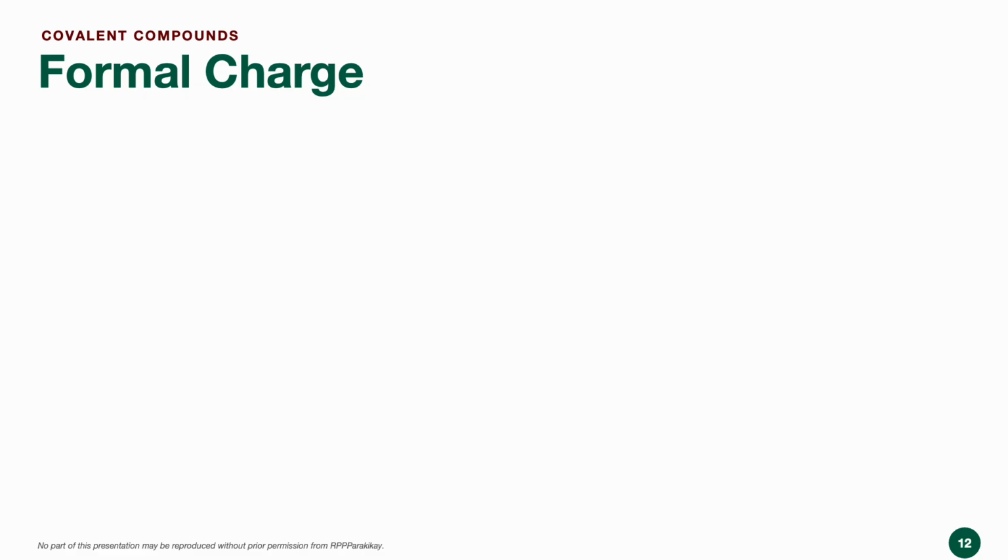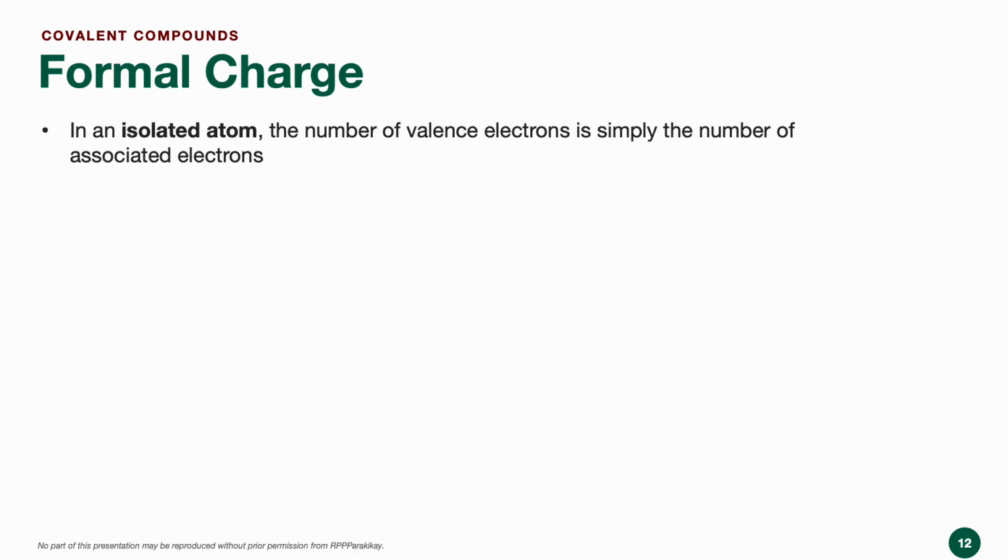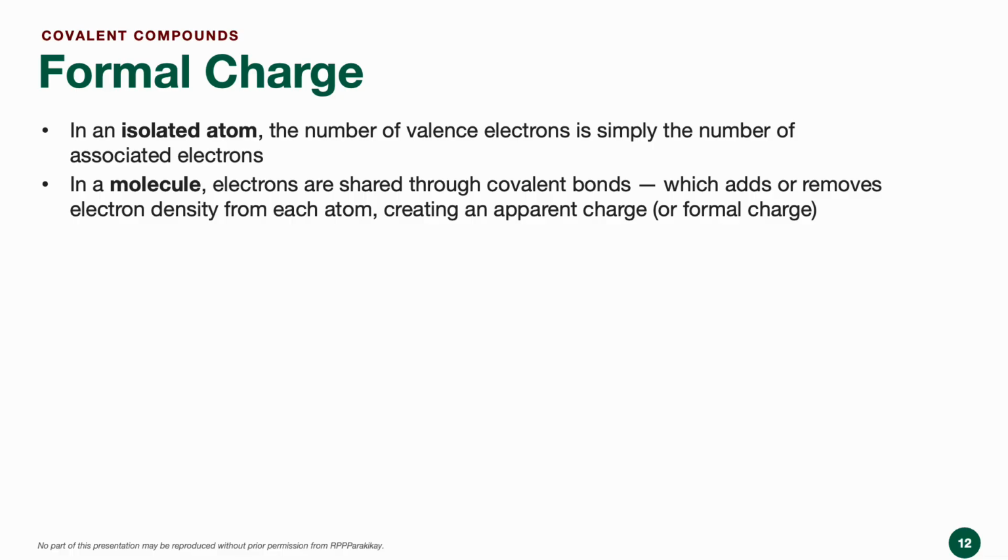One tool to check if your Lewis structure is valid is the formal charge. In an isolated atom, its number of valence electrons is just what the periodic table tells you. It depends on the group of that element in the periodic table. But once you have a molecule, we need a way to track how much electron density is effectively assigned to an atom, because that can shift the apparent charge on each atom.